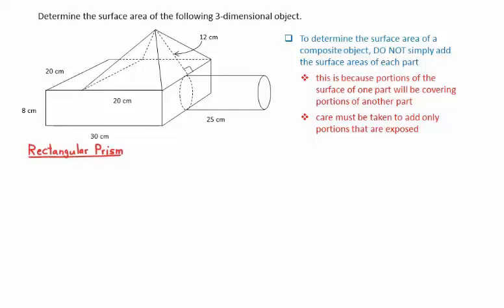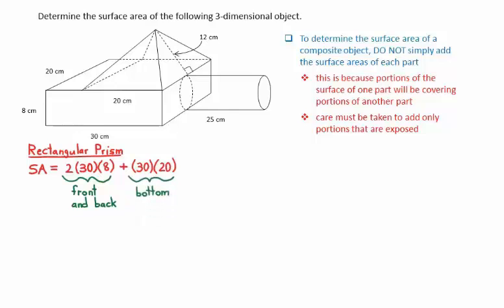First, consider the rectangular prism. For the surface area, we can consider the front and back portions. Each of these is 30 by 8, and there are two of them. So we multiply 2 times 30 times 8. We then have to look at the bottom portion. The bottom is 30 by 20.